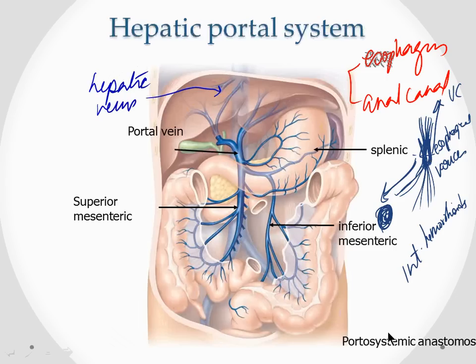Okay, so we are worried about this when portosystemic anastomosis sort of opens up. Cirrhosis of the liver is one such condition where this anastomosis opens up because here the liver is damaged, so the portal vein cannot drain into the liver.